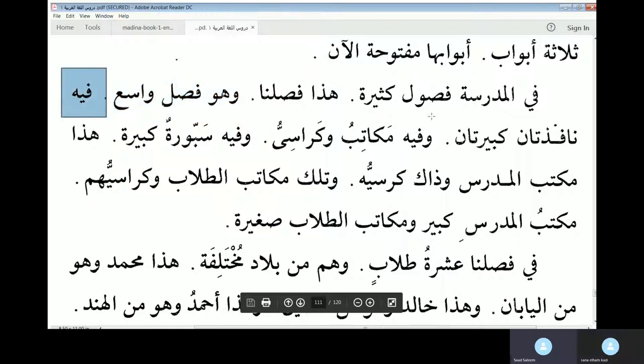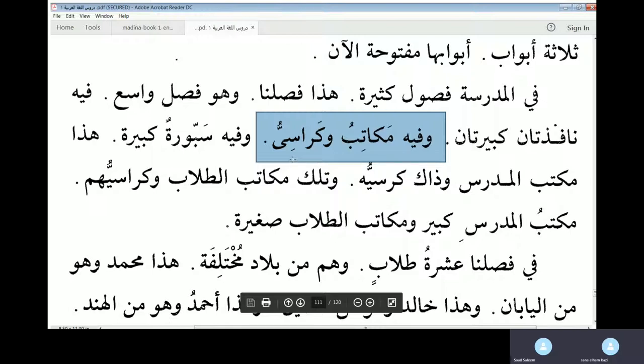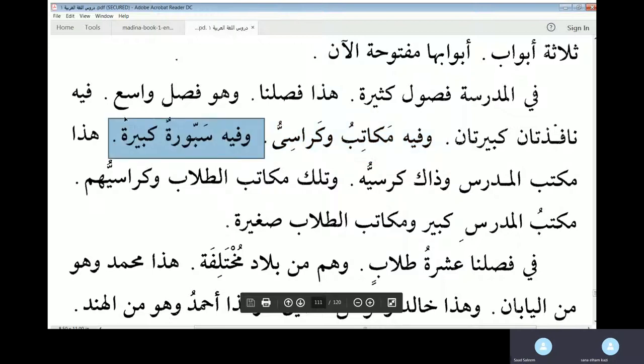Fihi nafidatani kabiratani. In it are two big windows. Wafihi makatib wakarasi, and in it are desks and chairs. Wafihi sabbura kabira, and in it is a big board. There is one big board. Okay.